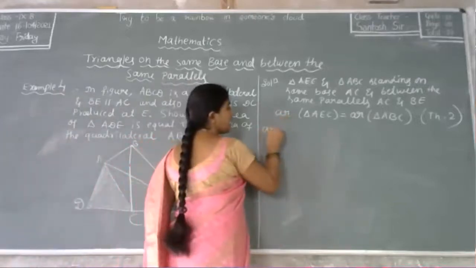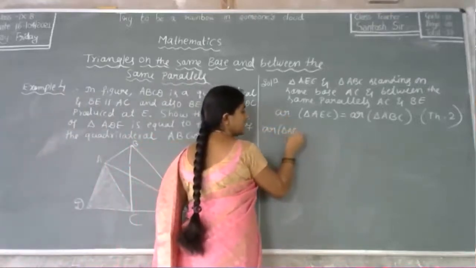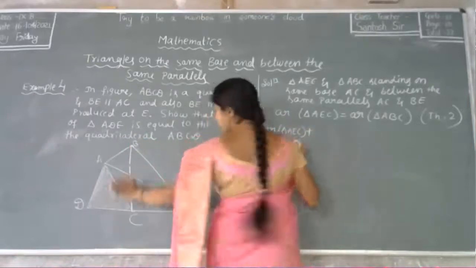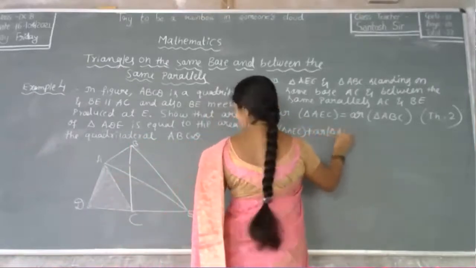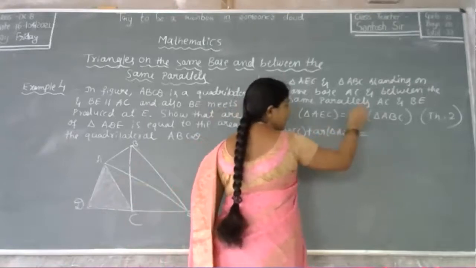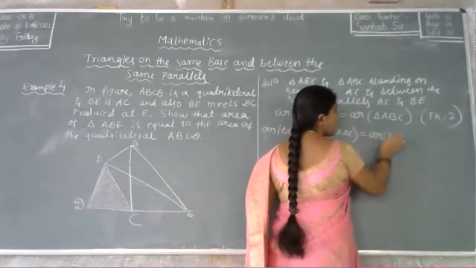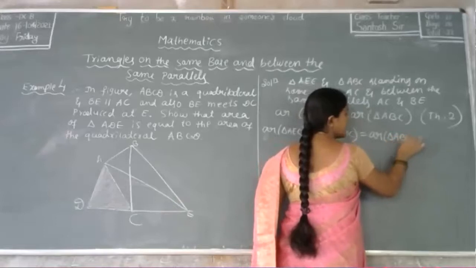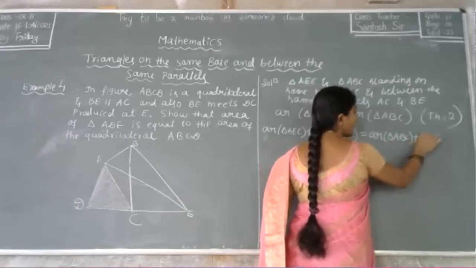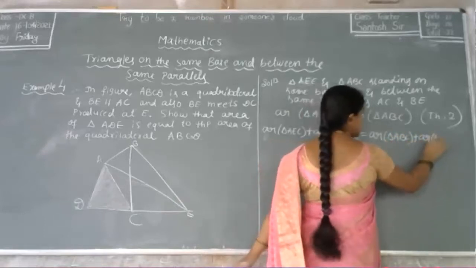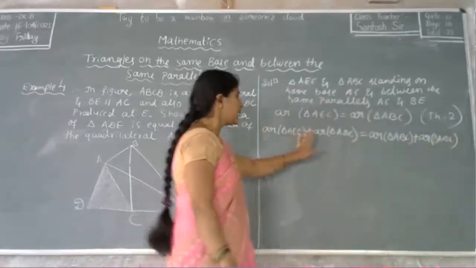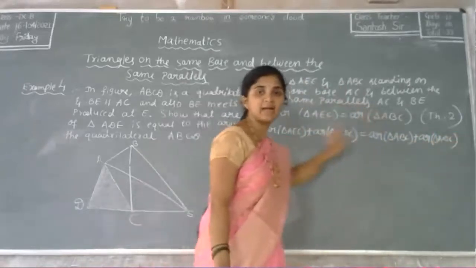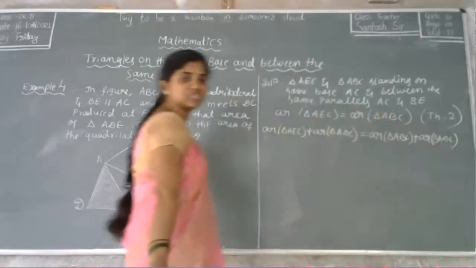Now area of triangle AEC, for that I'll add the common region, area of triangle ADC. That is equal to area of triangle ABC. For that also, I'll add the shaded portion, that is area of triangle ADC. Just observe, equals are there. For that, I am adding the equal region, that shaded region.